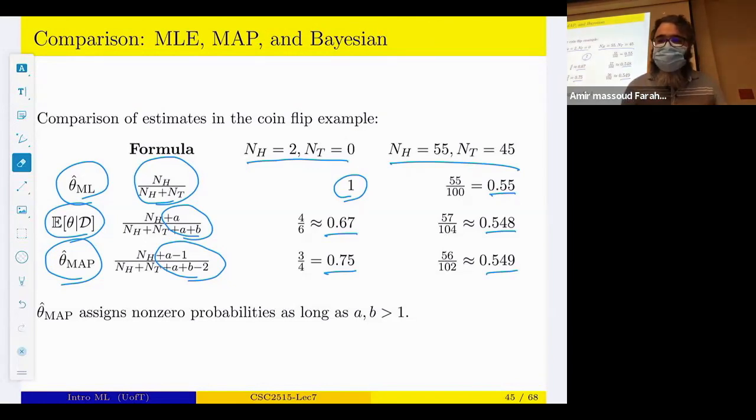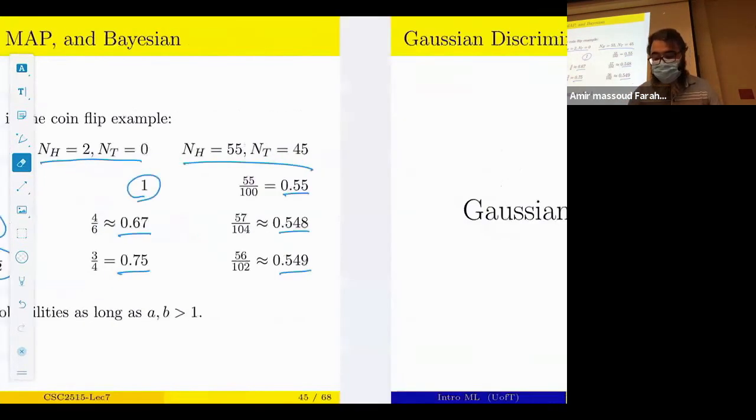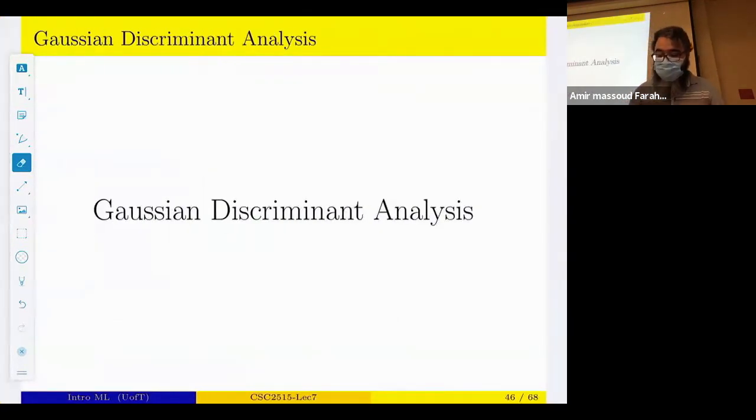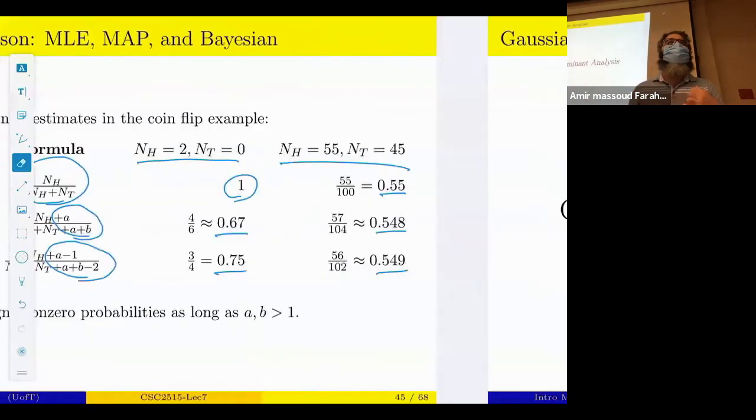Okay, so maybe we should finish. I didn't finish this lecture: Gaussian discriminant analysis is another example of a generative model like naive Bayes, but with different forms of assumptions.